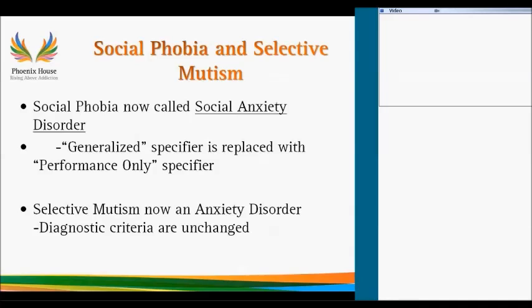So this is for those people who would meet criteria for having extreme anxiety and an impairment in functioning in specific social situations, and it also includes a performance-only specifier. In other words, it's not just a person experiencing anxiety within a social context, but it's when the person is required to do something, to speak or to communicate or interact socially. And the other piece is that selective mutism is now included as an anxiety disorder. That was something that was in a different category, and it's now included in the anxiety disorder section.